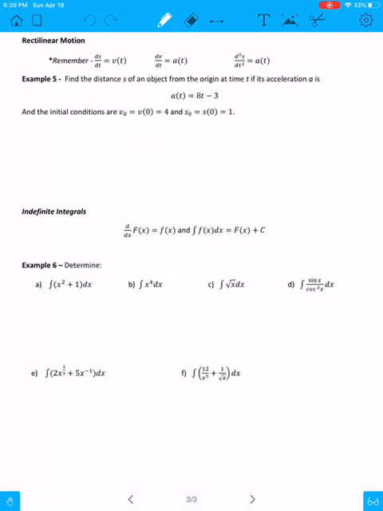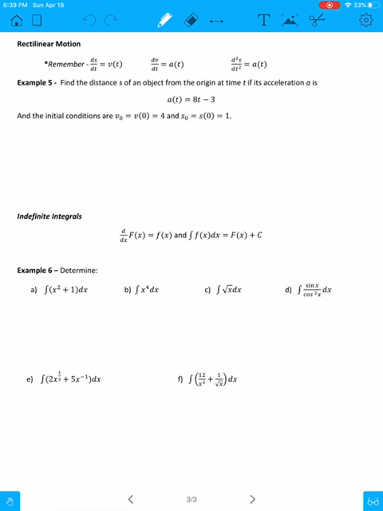Now, we're going to go over rectilinear motions. Remember that the derivative of s, being distance, so ds over dt, is velocity, the derivative of the velocity formula is acceleration, and the second derivative of the distance is acceleration. So if I give you acceleration and want distance, you're going to have to do the antiderivative twice. If I give you velocity and want distance, you have to do the antiderivative once. So it just depends on what I gave you.